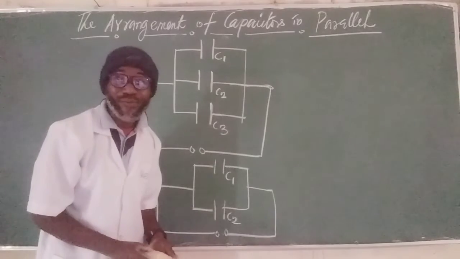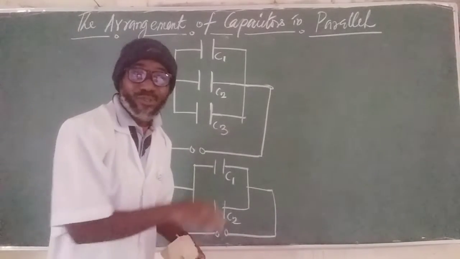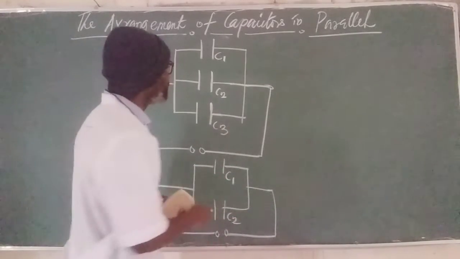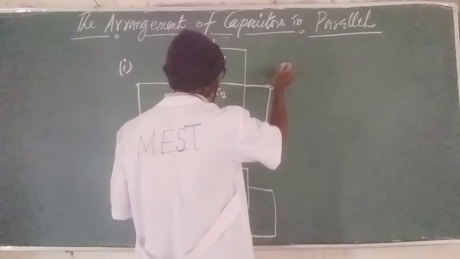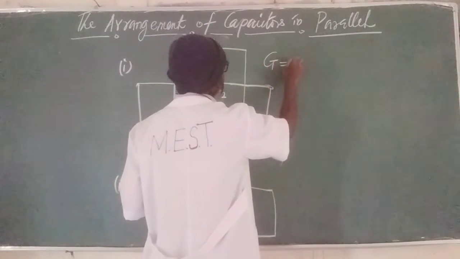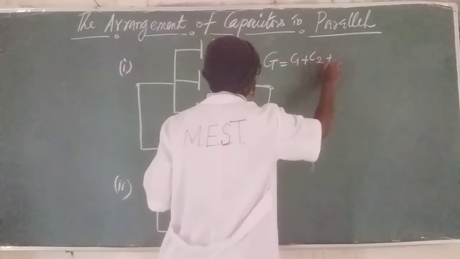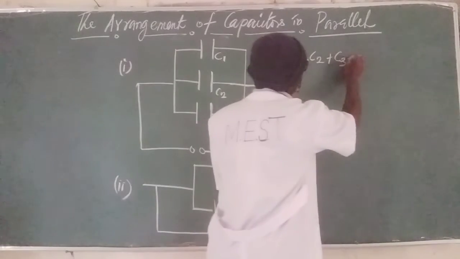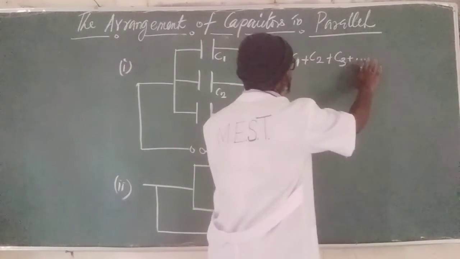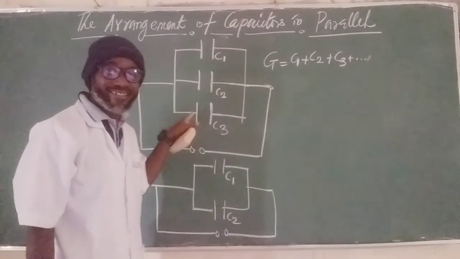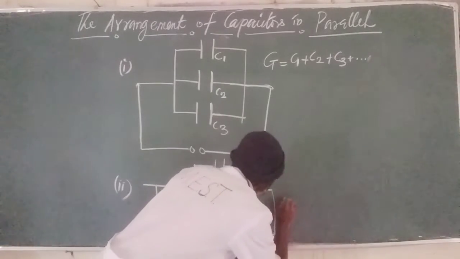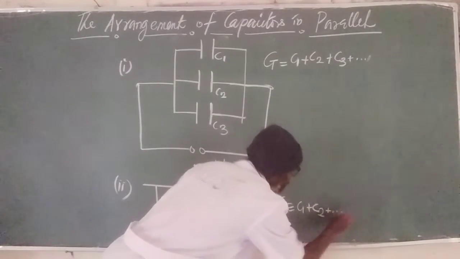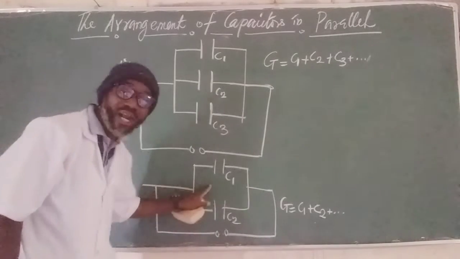What do we do? Very simple. In fact, this is the simplest way to calculate the total capacitance when two or three capacitors are connected in parallel. Simply say that the total capacitance CT is equal to C1 plus C2 plus C3. Very simple. That's what it means. There may be plus dot dot dot, if there is any other capacitor to be connected. So the same thing applies here, CT is equal to C1 plus C2. We are going to stop at C2 because we have only two capacitors connected in parallel here.